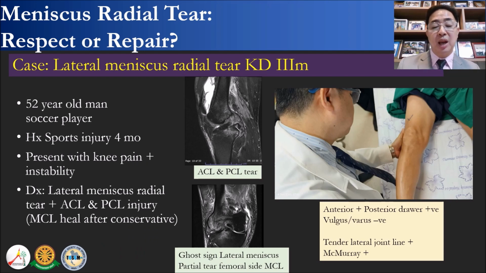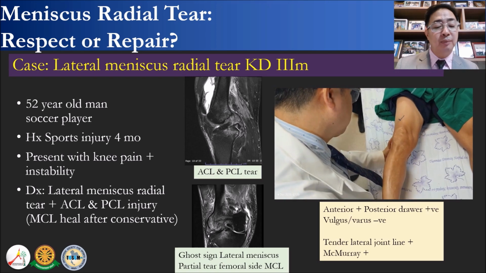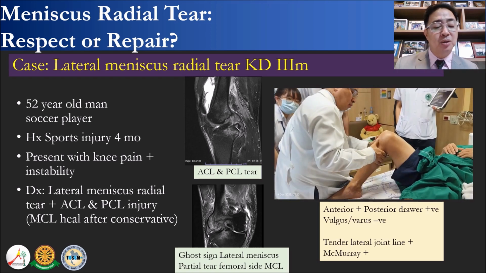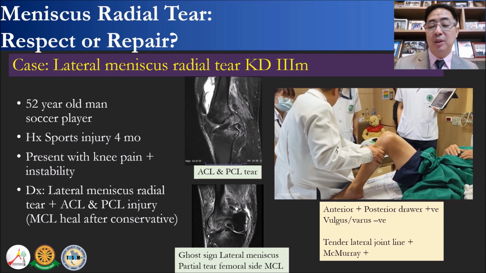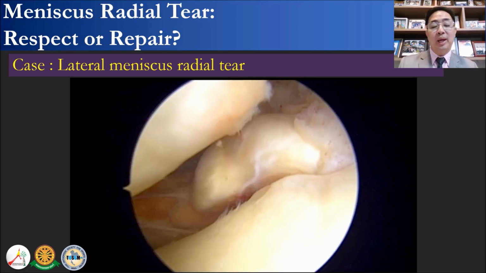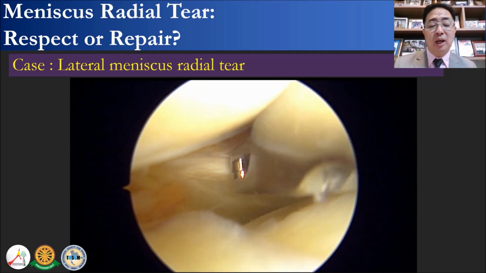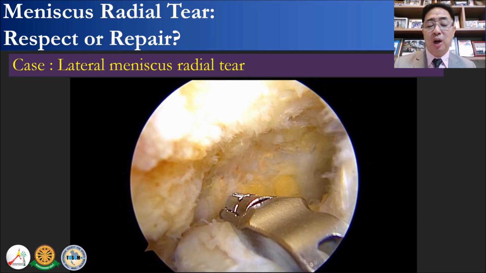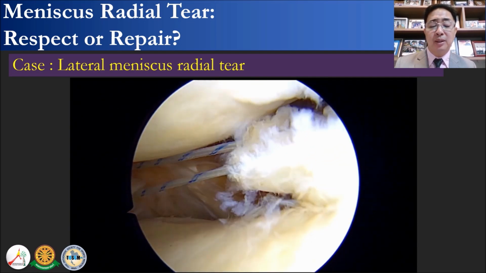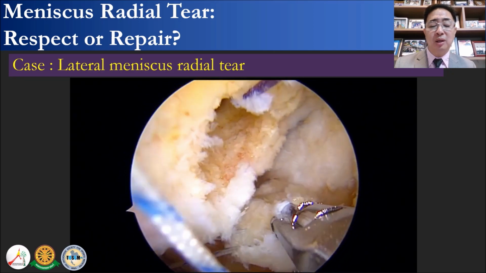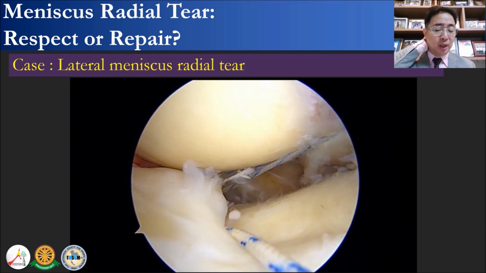This is another scenario. Patient 52 years old. He has sport injury, knee pain. So the patient have lateral meniscus radial tear with ACL and PCL injury. Okay. So when I get in the joint, I found that he has torn his meniscus, and the meniscus displaced to the back. I need to do a lot of release from the back and try to save his meniscus by repair it side to side. Okay, and then I'm performing the ACL and PCL reconstruction.